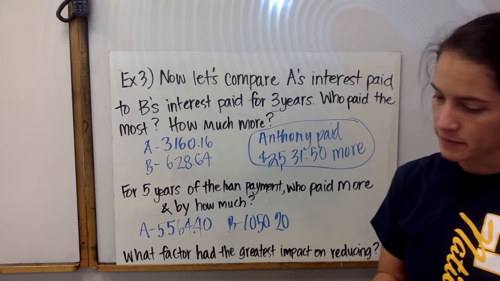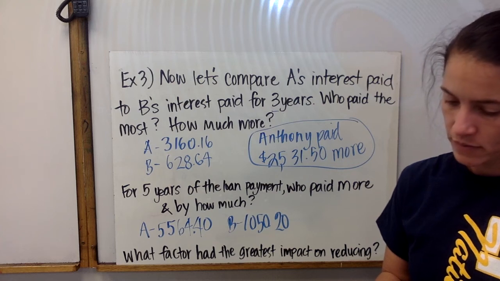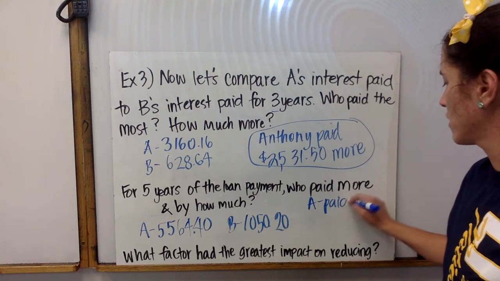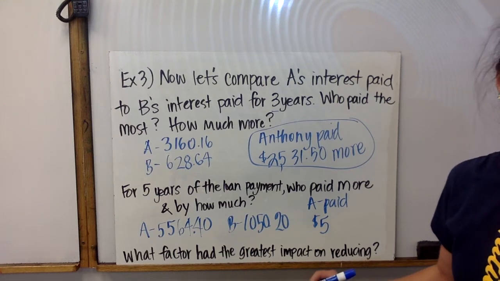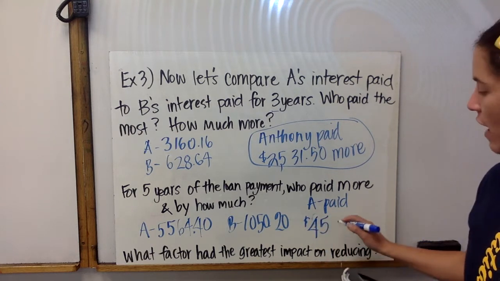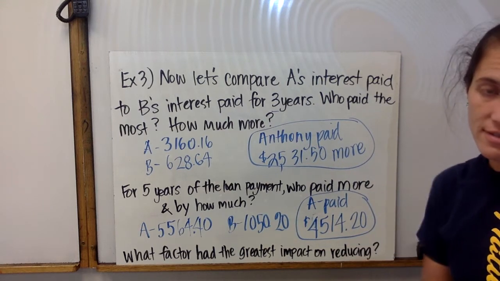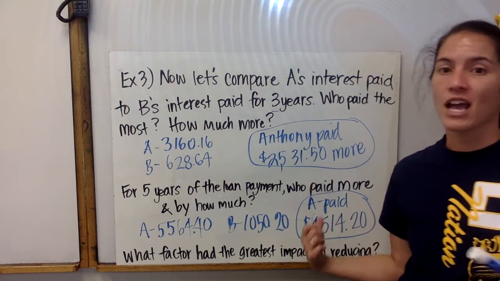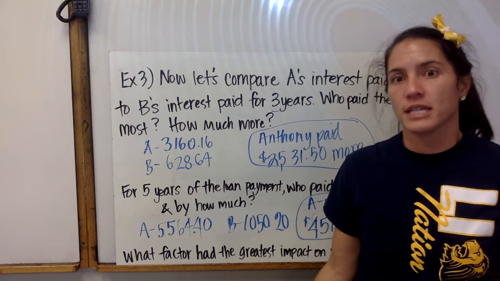So Anthony paid $4,514.20 more in interest. That's just interest. They both had to pay the $10,000 back. But Anthony had to pay $4,500 more in interest over 5 years than Bree did because of his interest rate.